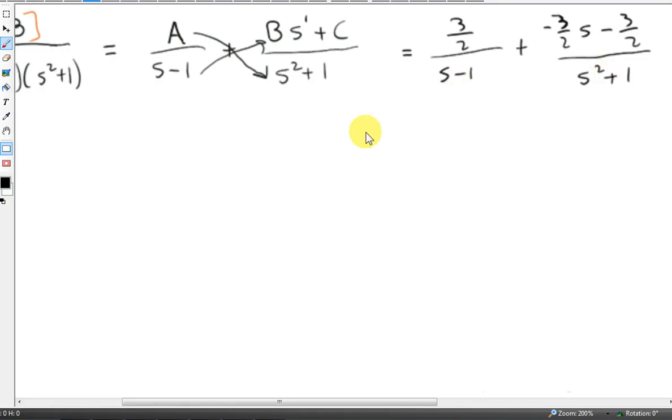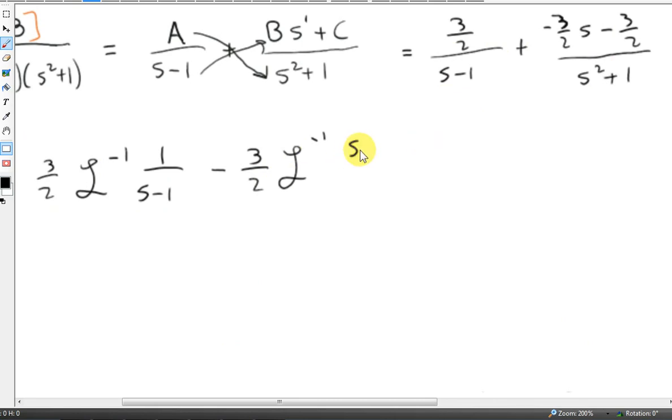So we want to get the inverse transform of this thing here. So we use the linearity property to take out the 3 halves here. So we have inverse transform of 1 over s minus 1 for this term. Use the linearity property here, and I'll take out the minus 3 halves. Take the minus 3 halves out of the top. And we have L inverse of s minus 1 over s squared plus 1.